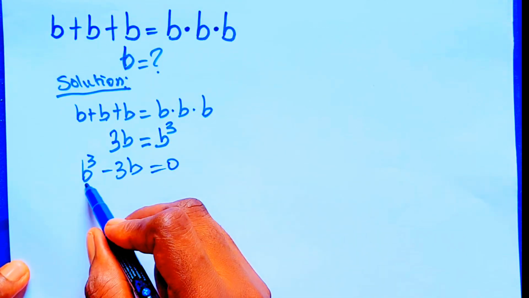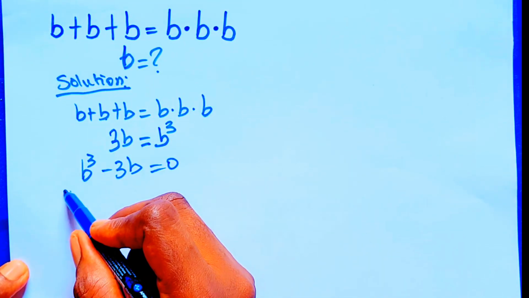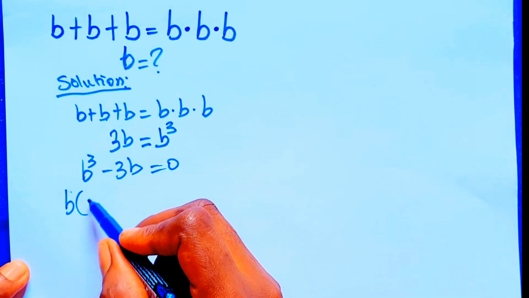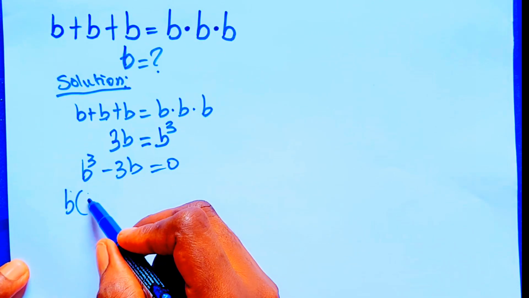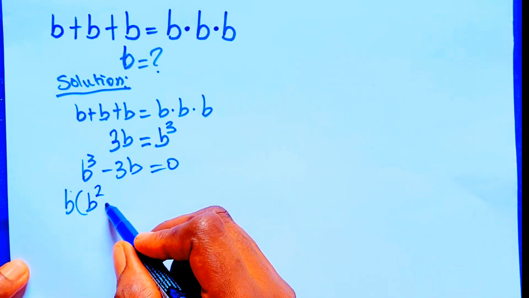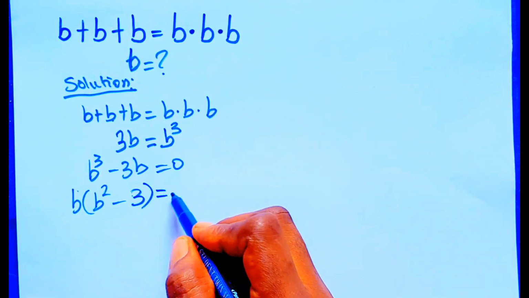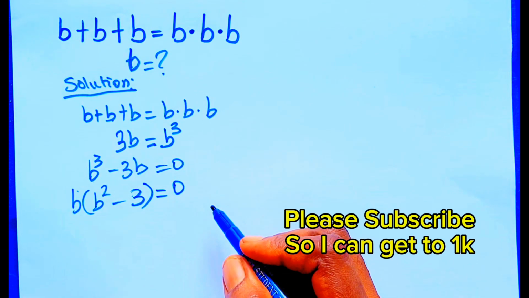Now looking at this, we can see that we have a common factor, which is b. So write b, open parenthesis, b cubed divided by b will give us b squared. Minus 3b divided by b will give us 3. And this equals 0. So this is how our equation looks.